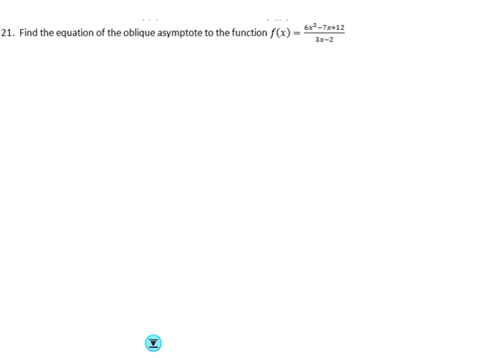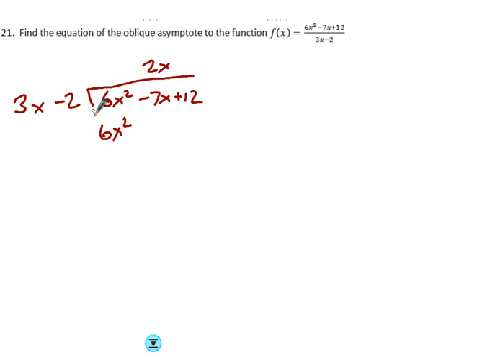Number 21. Find the equation of the oblique asymptote of the function f of x is equal to 6x squared minus 7x plus 12 over 3x minus 2. So an oblique asymptote, meaning after you do the division, what function are you left over with? So from number 20, we're actually going to do the division again. 3x minus 2 goes into 6x squared minus 7x plus 12. So what times 3x is 6x squared? That would be 2x. 2x times 3x is 6x squared. 2x times a negative 2 is a negative 4x.